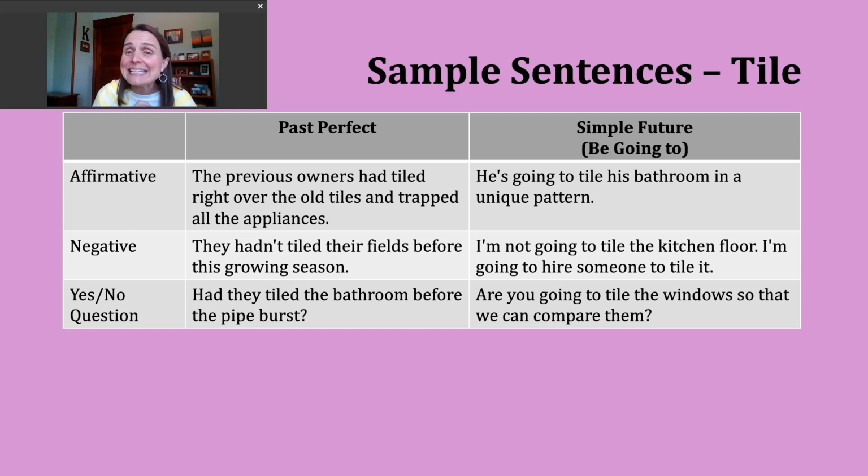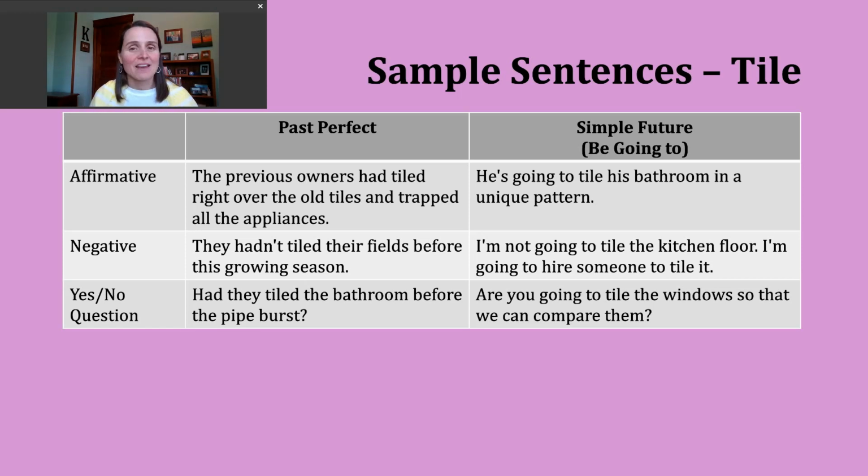Now, if you want to make a negative simple future sentence, what you want to do is start with your subject, use the form of be that matches, then not, going to, and the base verb. Here's another example. I'm not going to tile the kitchen floor. I'm going to hire someone to tile it.